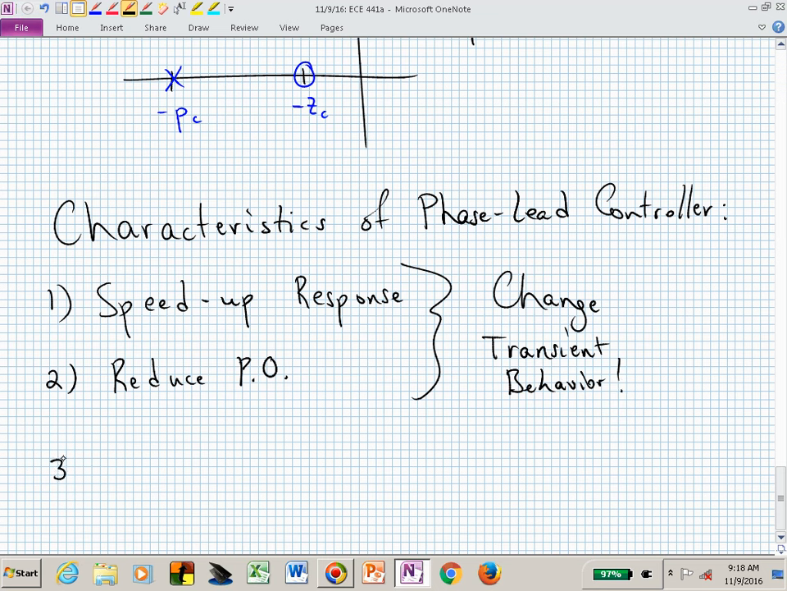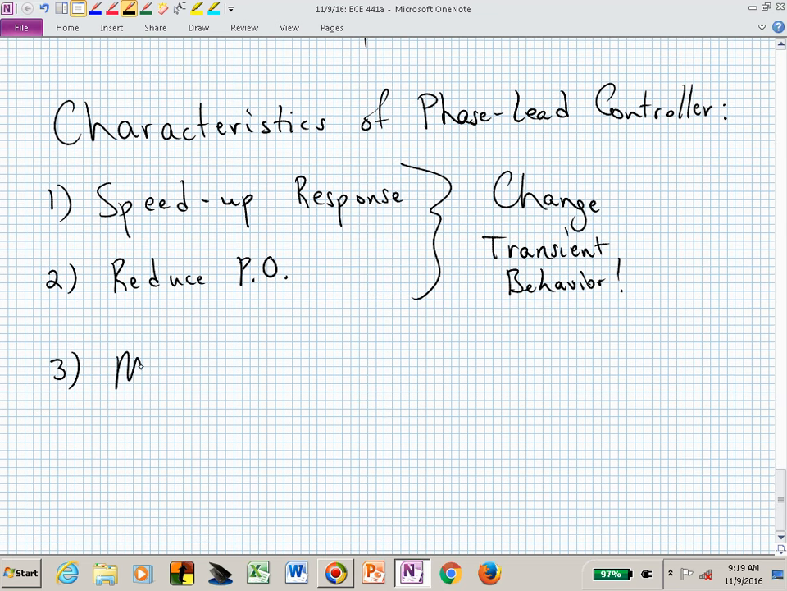But another property that's really maybe the one that we have to trade off is we may actually sacrifice our steady state accuracy. We may make our steady state error bigger by introducing a phase lead controller. But now we've sped it up, so there's this trade-off that we have to negotiate. Introducing a phase lead controller may increase the steady state error.